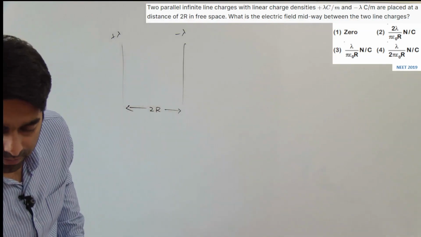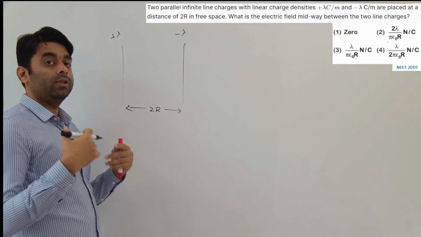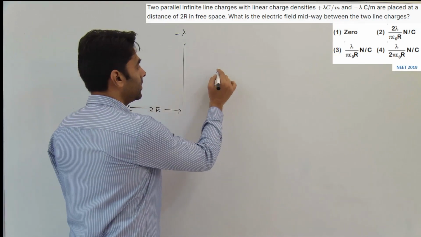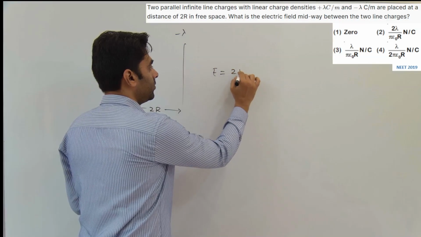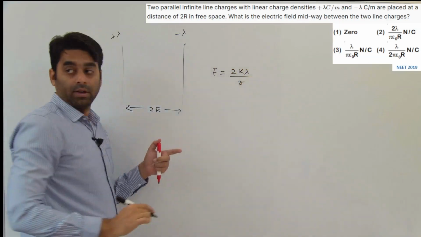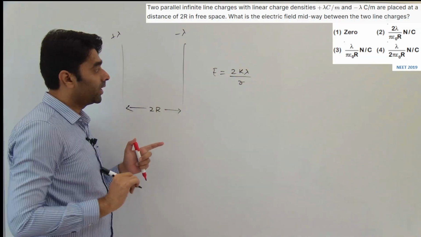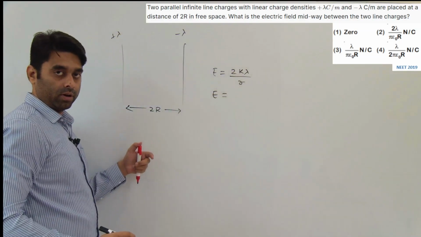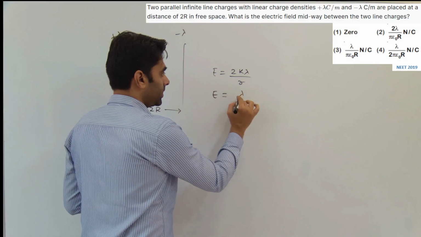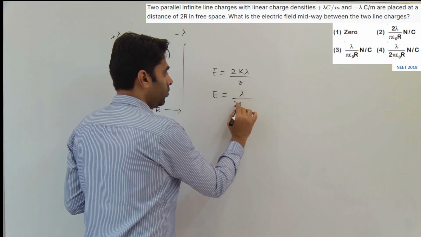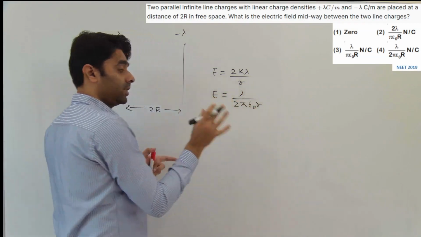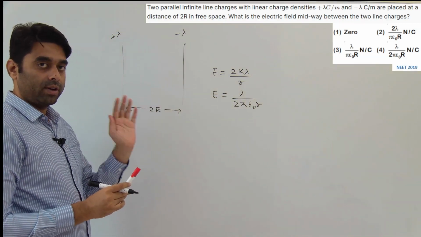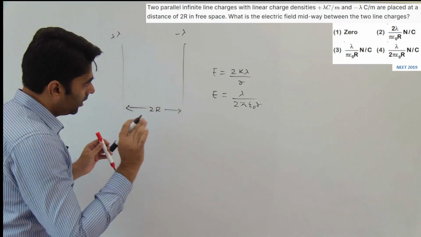Well and good. So they are asking us the electric field. First of all, the simple formula for the electric field due to a line charge is 2k lambda by r. We can write k as 1 by 4 pi epsilon naught, which gives lambda by 2 pi epsilon naught r. This is the electric field due to a line charge. If it is positive, it will be away from the charge, and if it is negative, it will be towards the charge.